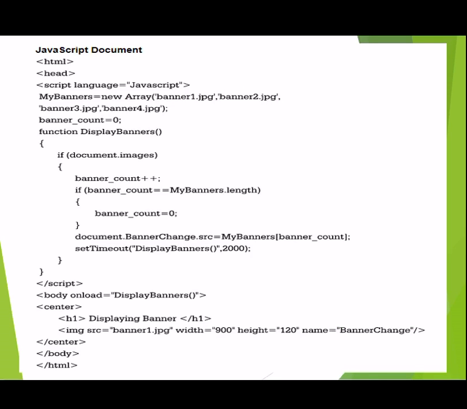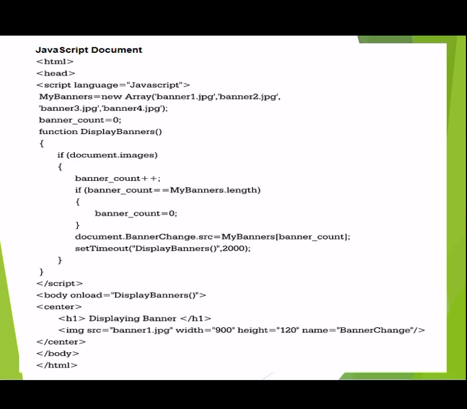Let's see the code for it. First is your HTML tag. Next is your head tag, then your script tag. Here we are taking an array, so variable var myBanners is equal to new Array, and inside that new Array you will write the names of all the four images one by one in the order you want them displayed. The first image is banner1.jpg in single quotes, comma, then again in single quotes banner2.jpg, banner3.jpg and banner4.jpg.